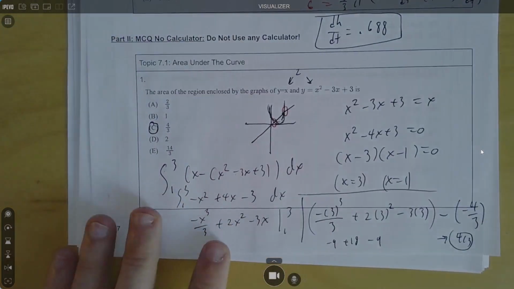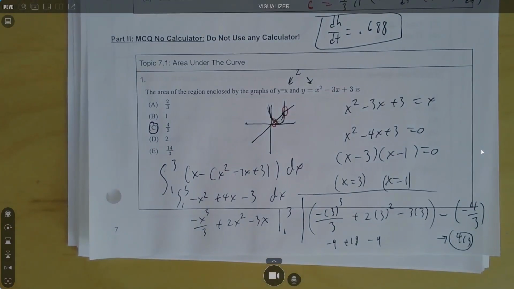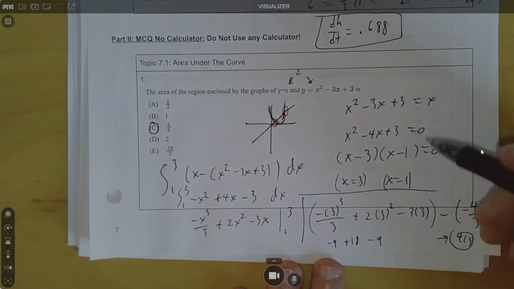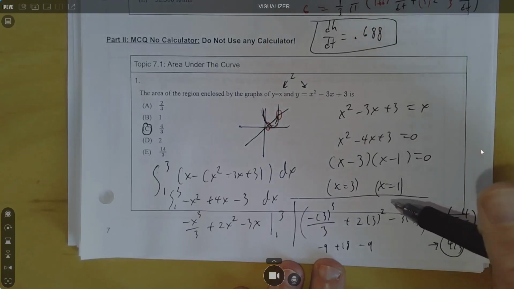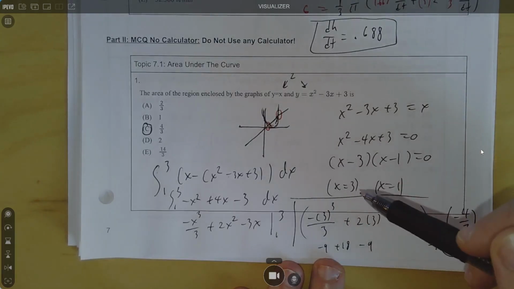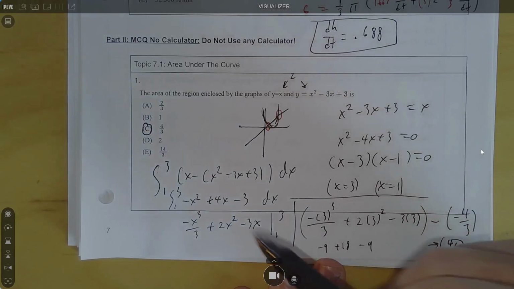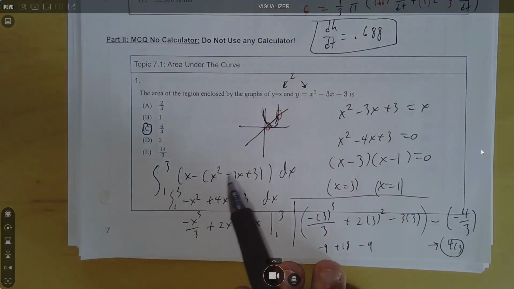I would pay a lot of attention to this question. I can tell you I'm going to give you something just like this in the test. So pay attention to this. This is a very typical AP problem. They don't tell you anything. They don't tell you which one's on top. They don't tell you the bounds. They just say, find the region enclosed by these. And so you have to find their intersection points by setting them equal to each other. You have to make sure you know which one's on top through this. And then here, when you integrate, make sure you combine like terms correctly.